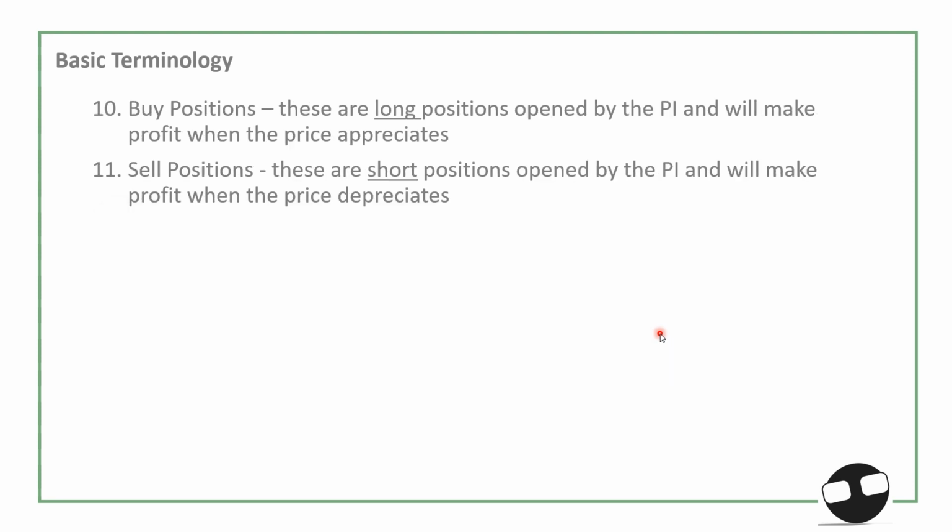Okay, and the last ones here, we have buy position. So these are long positions opened by the PI and will make the profit when the price appreciates. So meaning buy or going long. Now the opposite of that is actually sell. Now these are short positions opened by the PI and will make profit when the price depreciates. Okay, so this is also known as short selling or just sell.